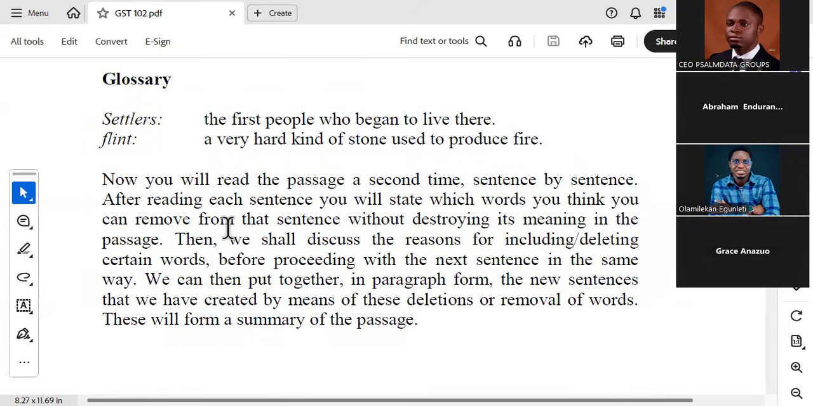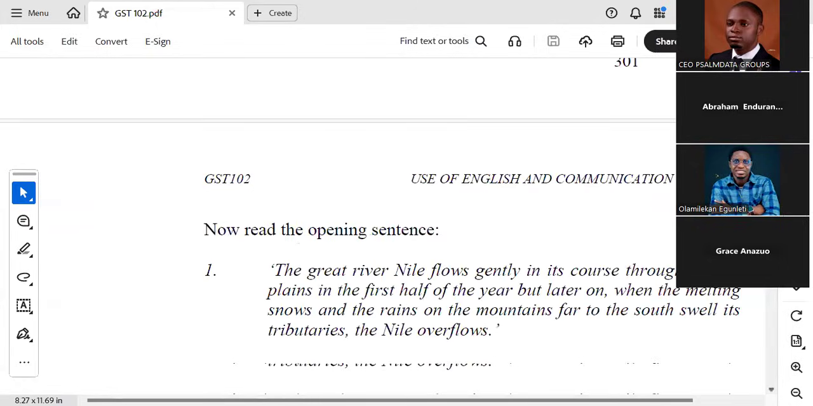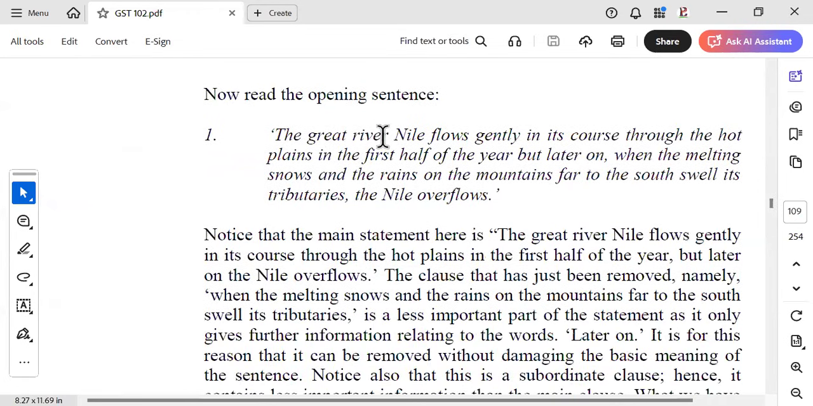Now you read the passage a second time. We've done that, don't worry. Now, after reading each sentence, you will state which words you think you can remove. We have done that, so let's just go to the correction. Now, that first sentence, look at it here. The first one that you said, we should remove the great. What else did we remove there? The hot plains, all right? We remove the hot plains, right? Are you guys with me? Gently in its course. Okay, gently in its course. Great.